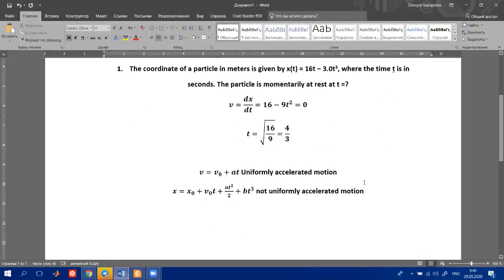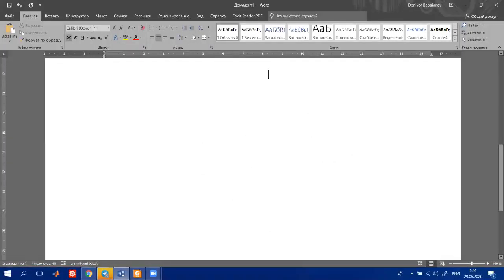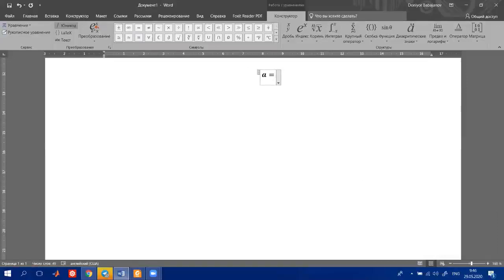No other questions? Okay. Then let's move to another definition. Let's define what is acceleration. Average acceleration is the change in velocity divided by the change in time. So this is delta V over delta T. What does it mean? It means final velocity minus initial velocity divided by final time minus initial time. This is the definition of average acceleration.